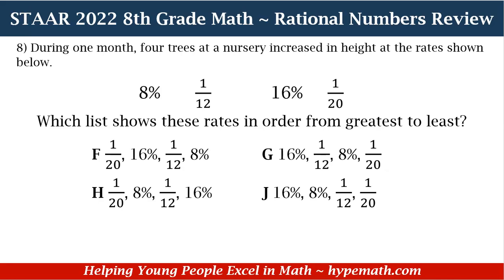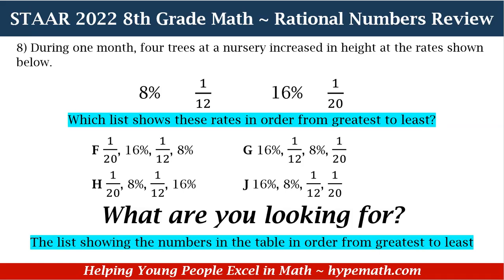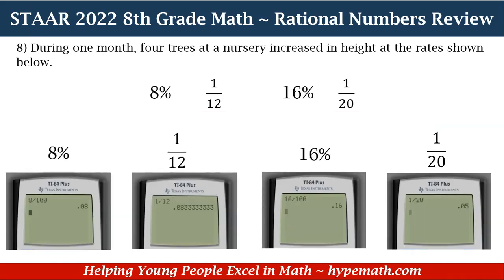And so the first thing we need to do is ask ourselves, what are we looking for? We are looking for the list showing the numbers in the table in order from greatest to least. Now that we know what we're looking for, ordering from the largest number to the smallest number, the next thing we need to do is ask ourselves, what information do we need to find the answer? In order for us to do that, we have to go back to step 1. Whenever we're comparing or ordering numbers, we want to change all of the numbers into the same format. We're going to make our numbers decimals.